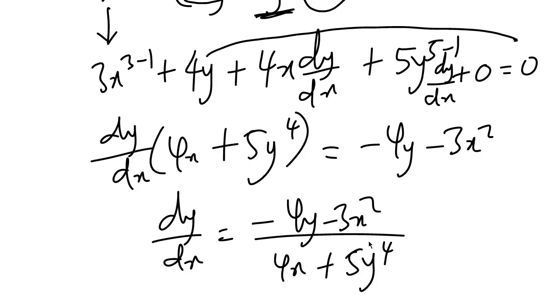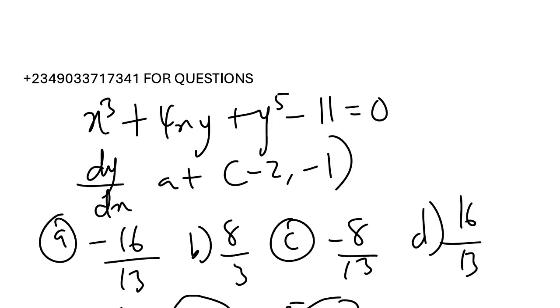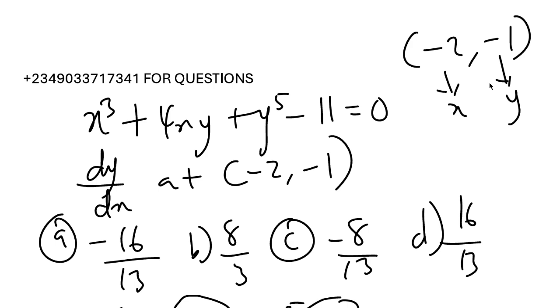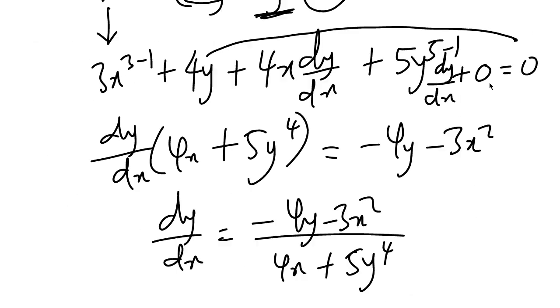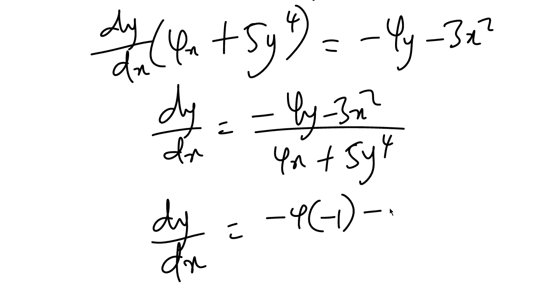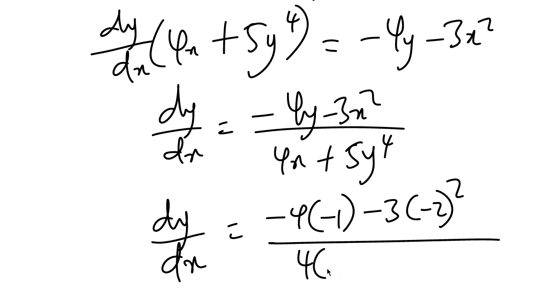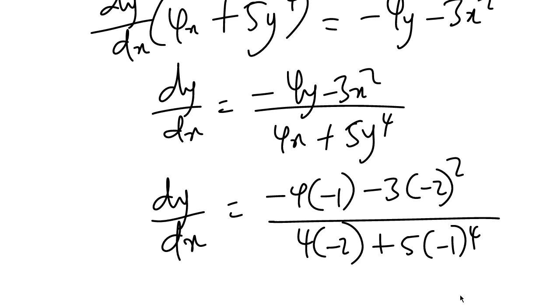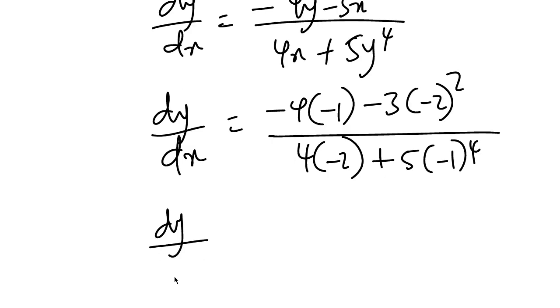So all we simply need to do here is to substitute the coordinates given, and I hope you know that (-2, -1) in this form, this corresponds to the x coordinate, this corresponds to the y coordinate, which simply means that anywhere you have x, substitute negative 2, and anywhere you have y, substitute negative 1. So on doing that, what are we going to have? That will be negative 4 into negative 1, minus 3 into negative 2 all squared, over 4 into negative 2 plus 5 into negative 1 to the power 4, right? And then we'll be very careful with the simplification.